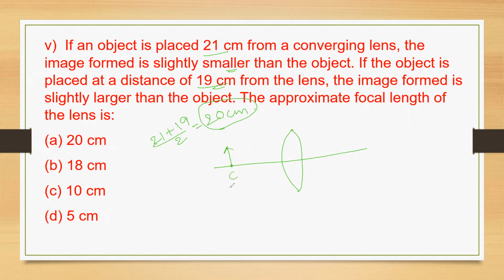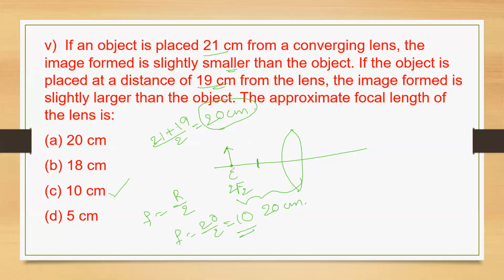Whenever you keep the object at the center of curvature, or 2F, the size of the object is equal to the size of the image, isn't it? So if the distance to the center of curvature is 20, then what will be the focal length? Focal length is equal to half of the radius of curvature. So F is equal to 20 by 2. We will get the value 10. 10 is the correct answer. C is the correct one.